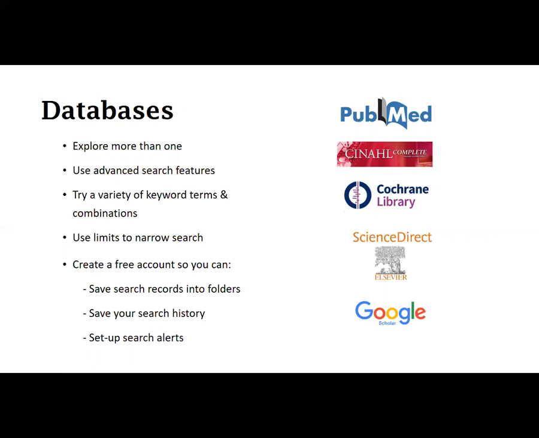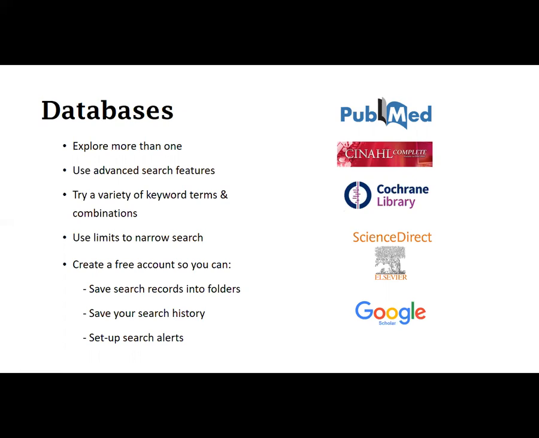I suggest exploring more than one. They don't all access the same batch of information, or they don't all look at the same journals. Use the advanced search features that are available, because that can help you map out your Boolean search. Try a variety of keyword terms and combinations, and use those limits to narrow your search.